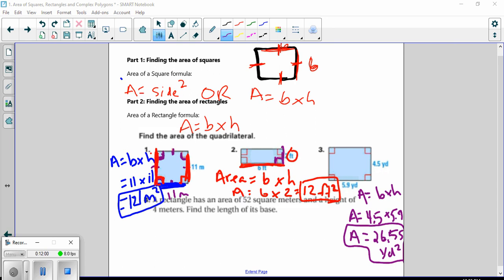Okay, so for number 3, you should have gotten the area is base times height. This is a rectangle. The base here is 5.9. And then the height, remember the height's always perpendicular to the base. So here's my perpendicular symbol. And then here's my height is 4.5. I have it written backwards here, but that's okay. Remember, in multiplication order doesn't matter. So, I said 4.5 times 5.9.